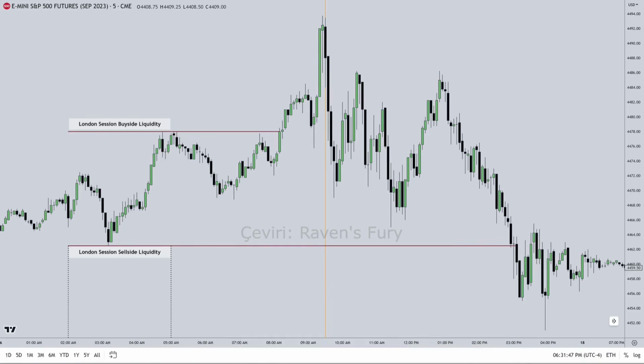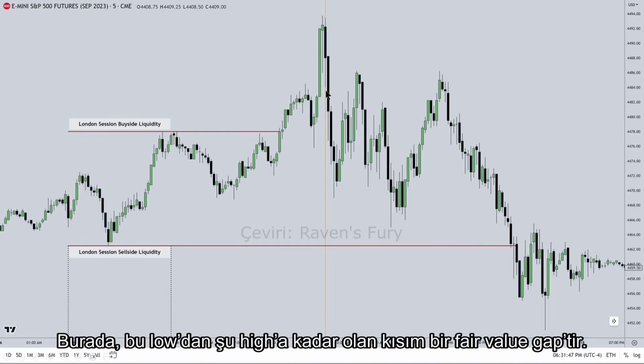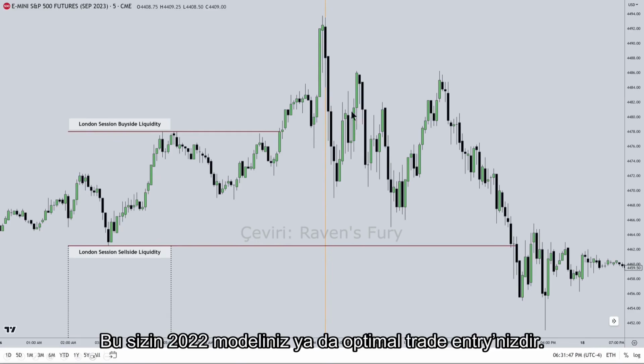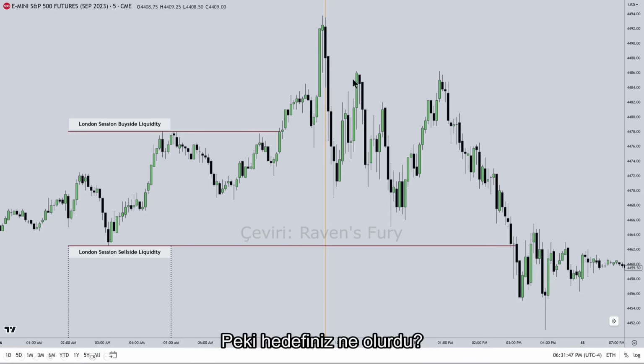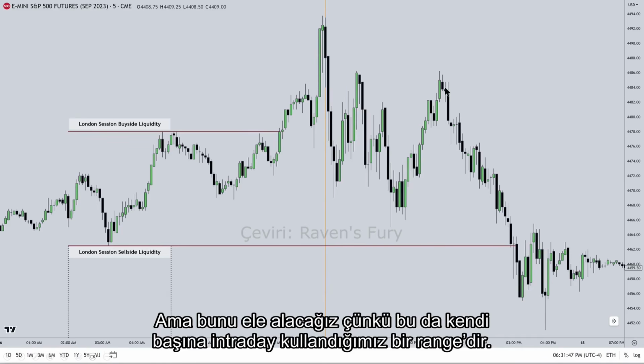How can we use that information? Well, you can use the 2022 model. You can use a breaker, a bearish breaker. You can use the ICT optimal trade entry. In here, from this low to that high is a fair value gap. This is a shift in market structure below this low right there. That's your 2022 model or optimal trade entry. What would you be aiming for? London session sell side liquidity. Do you have to sit through a retracement? Yes. But we'll cover that because that in itself is also a range that we utilize intraday.